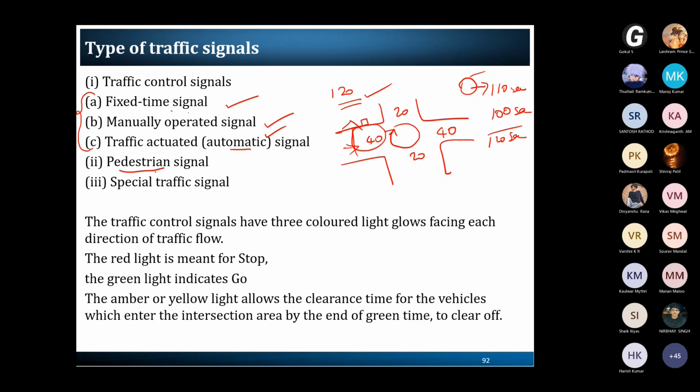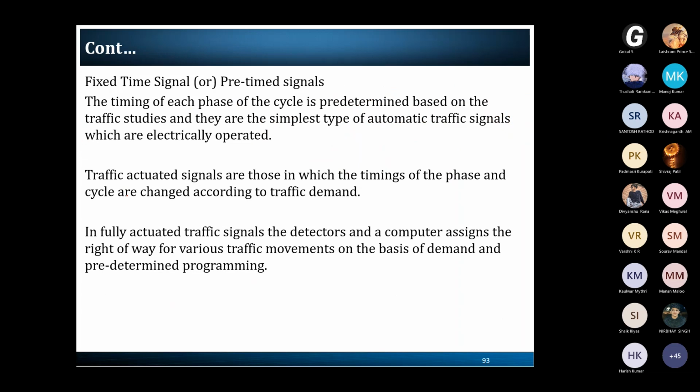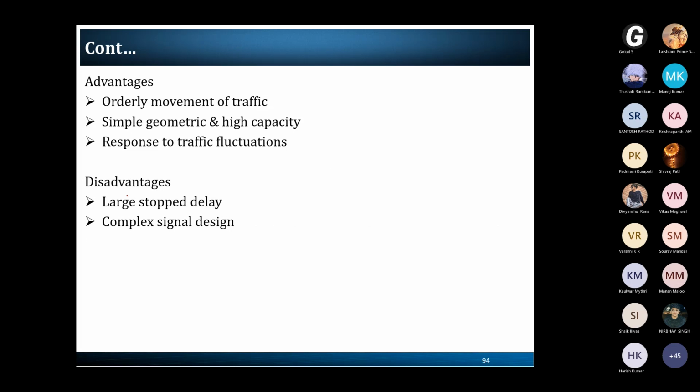Other than that, we provide pedestrian signals and some special traffic signals with respect to seasonal effects, or when accidents happen. Accordingly we alter the signal time. These are the types of traffic signals that exist, and you know the same explanations I have here, and that it gives proper movement for the traffic. A simple geometry and high capacity can be achieved at this junction. Response to traffic fluctuations can be regulated, but it gives more delay, and the signal systems are complex when it comes to design and implementation.